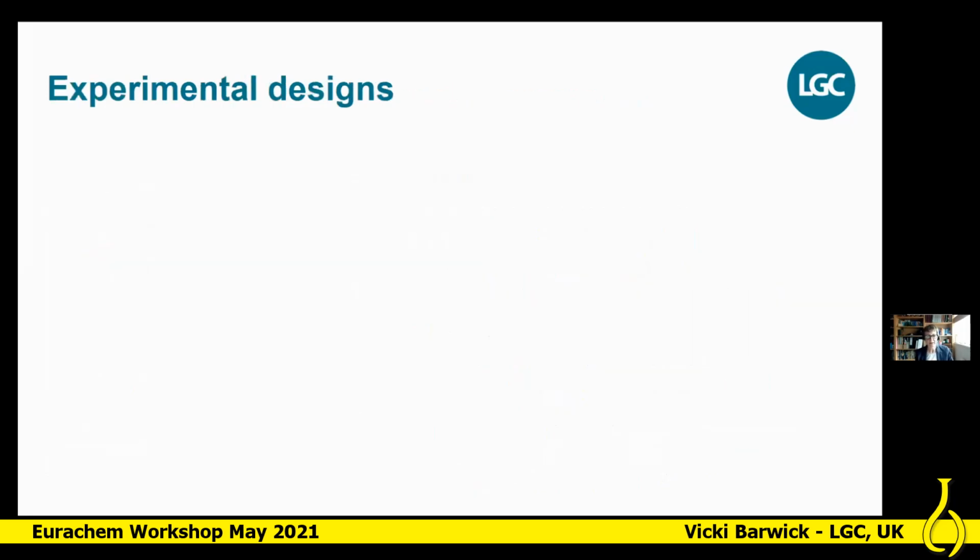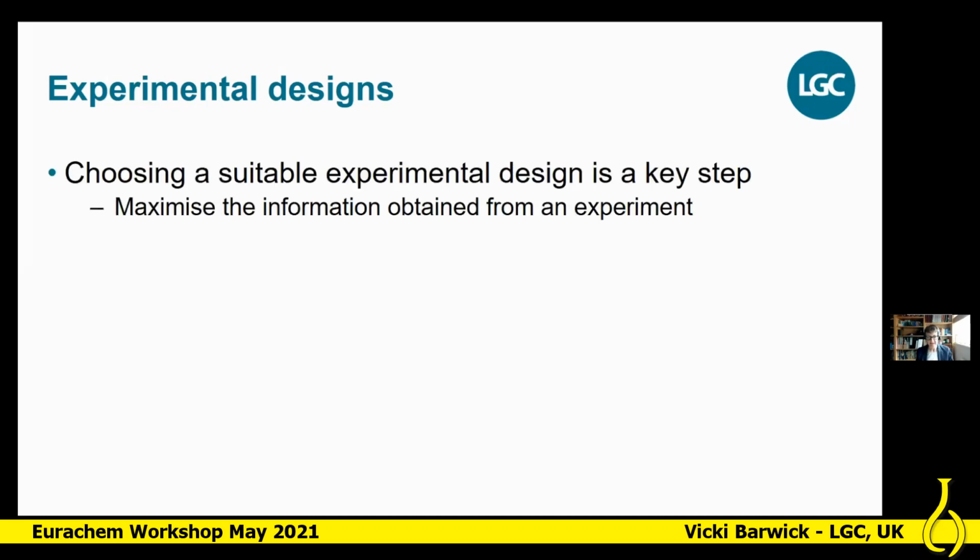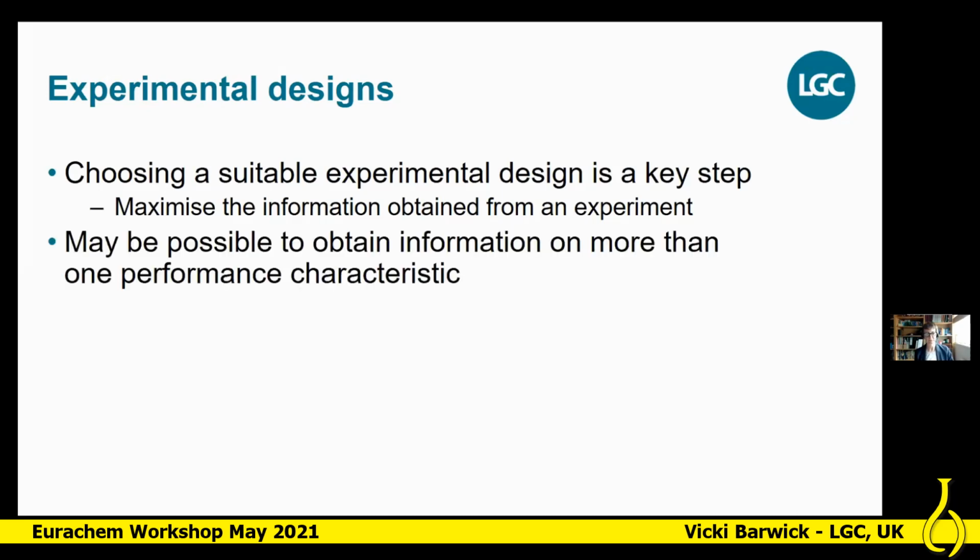Thinking a bit more about the experimental planning, we need to think, as I said, not only about what we're going to analyse in terms of the materials, but how we're going to do that. So how many measurements, and in what order might we do them. This is a key step, and what we're aiming to do is to maximise the information that we can obtain from any given experiment. As I mentioned a moment ago, it might be possible to obtain information on more than one performance characteristic from the same set of experiments.